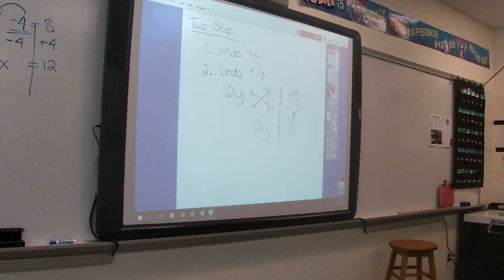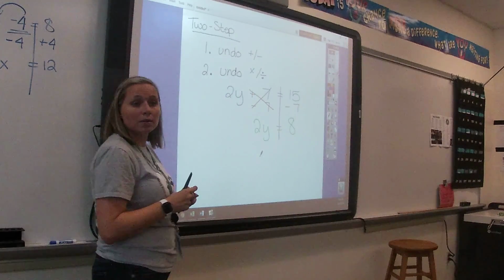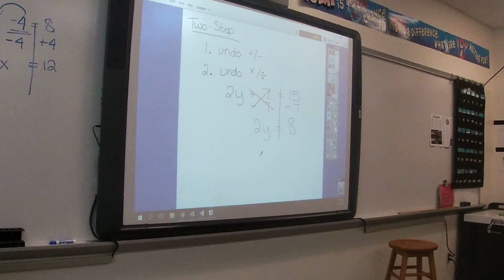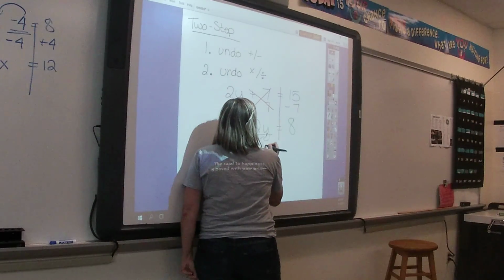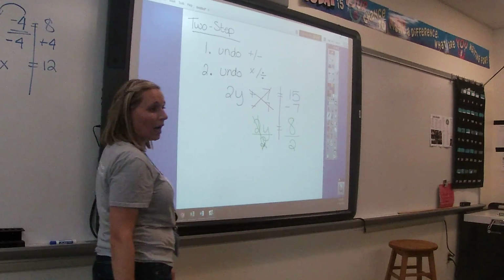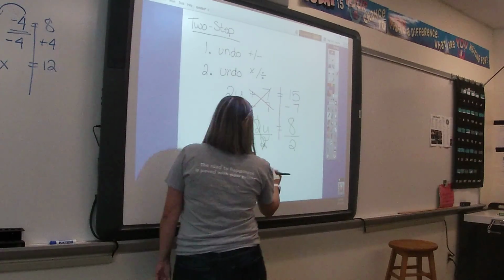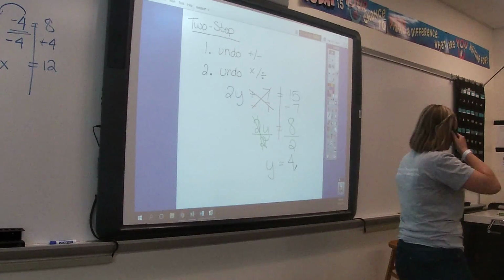Okay, today we just have to keep going because we still have an operation left. So our variable is y. What operation is holding these two together? Multiplication. How do we undo multiplication? Division. So we are going to divide each side by 2. There's our inverse operation. And we'll get y equals 4.